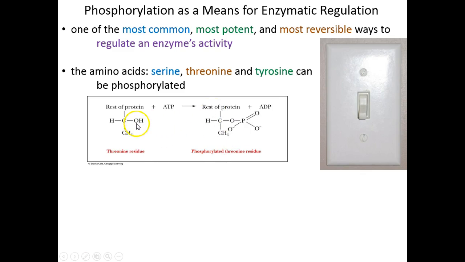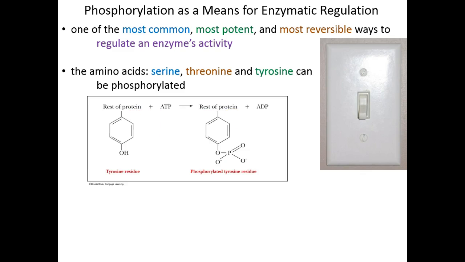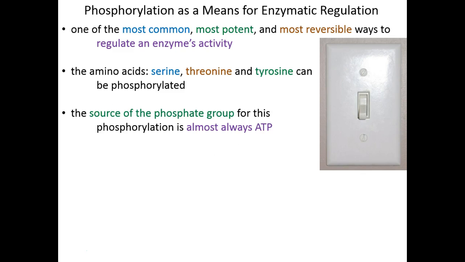We have a hydroxyl group on threonine as well, and the same idea. We can remove that proton and pop an inorganic phosphate in its place. And starting to see a theme here. Tyrosine also has a hydroxyl group at the end of that aromatic ring, and we can remove that proton and put an inorganic phosphate in its place. So these are the three amino acids that are commonly and easily phosphorylated.